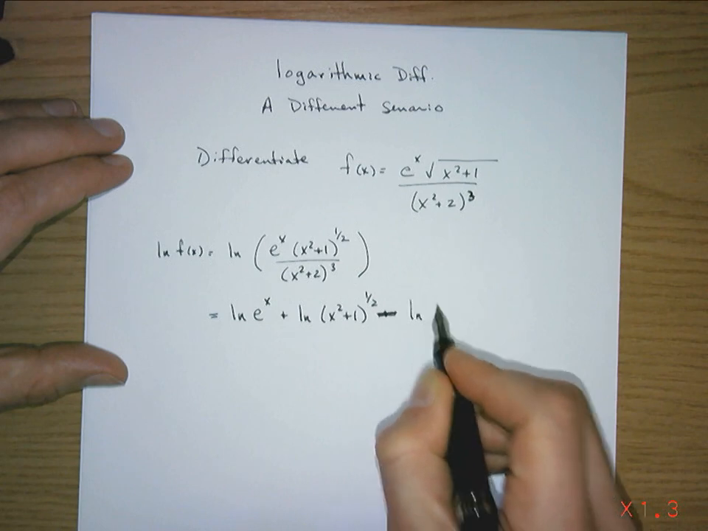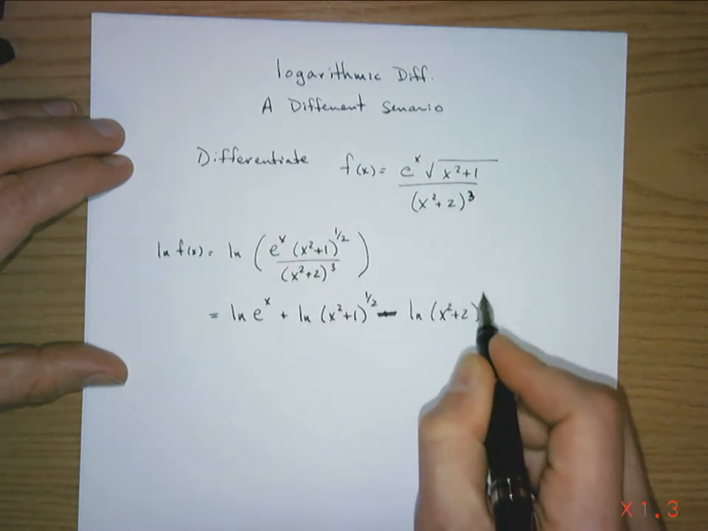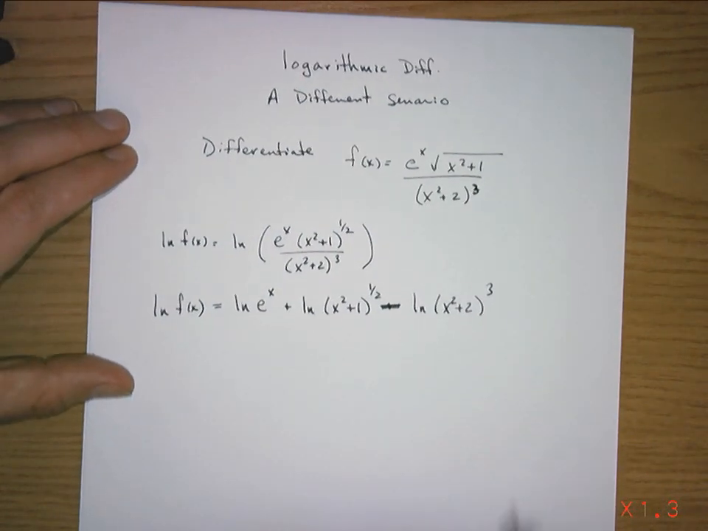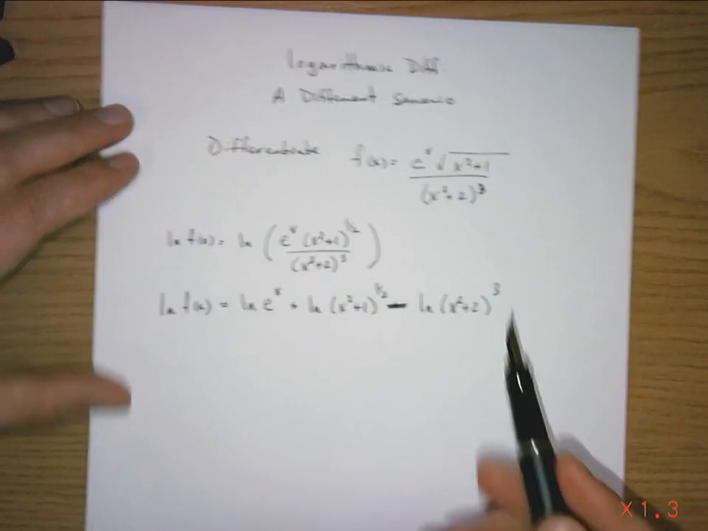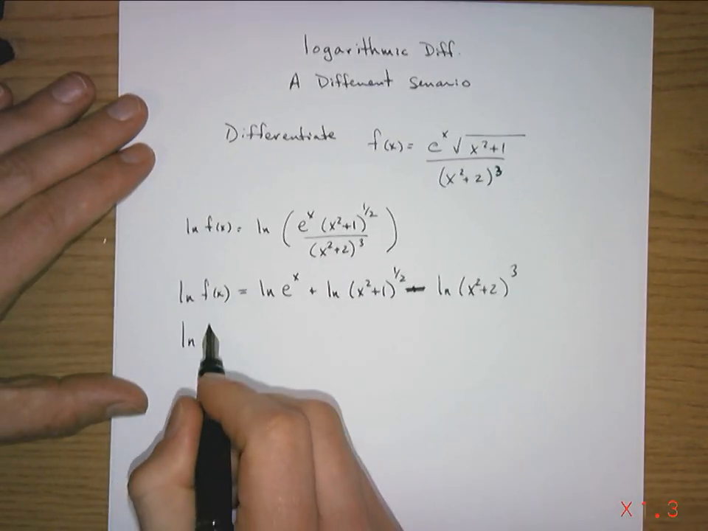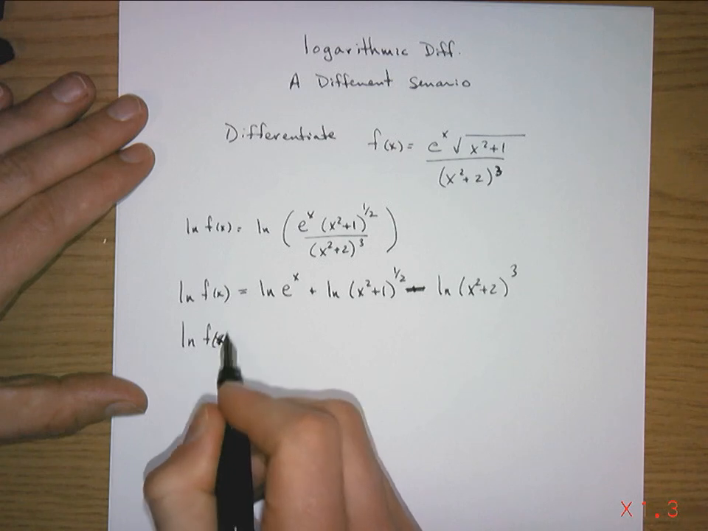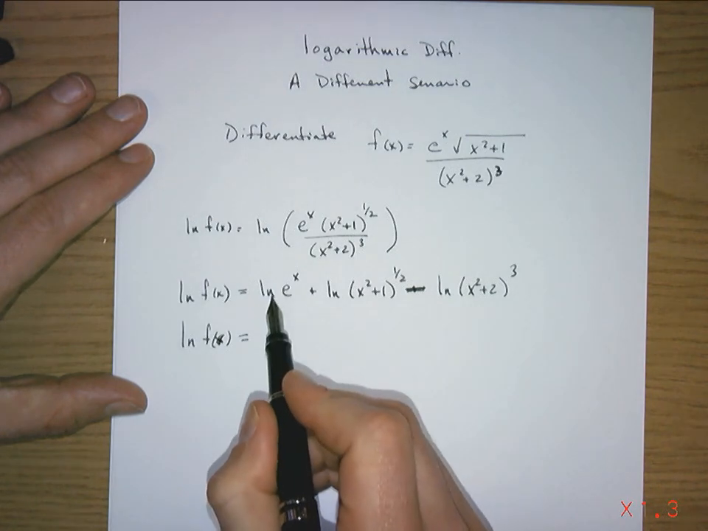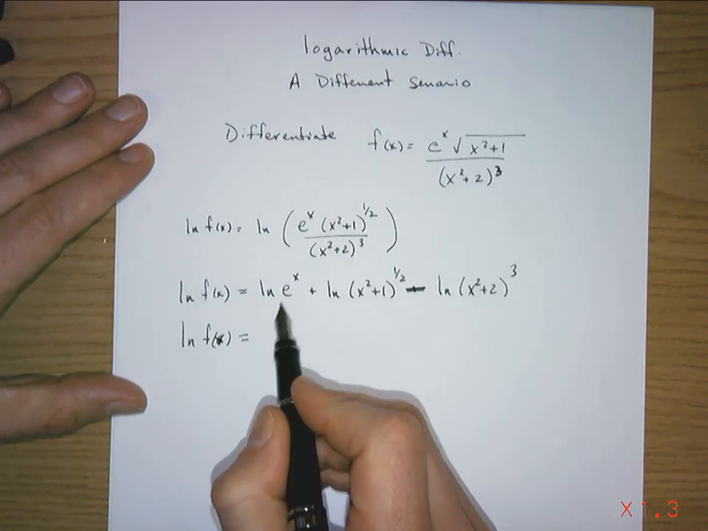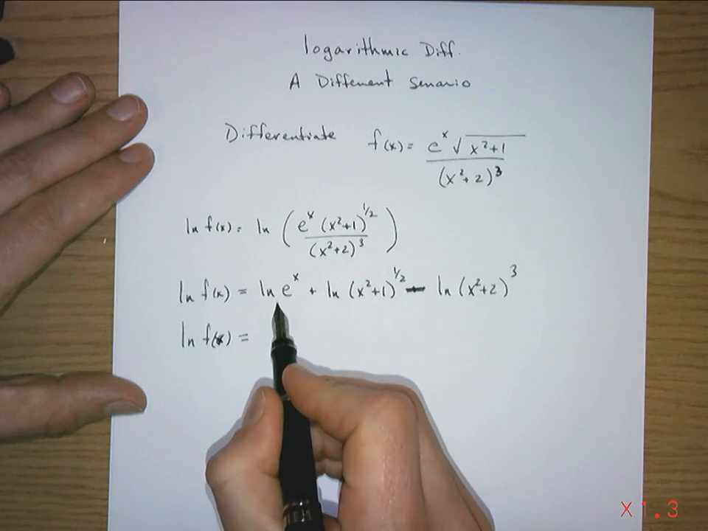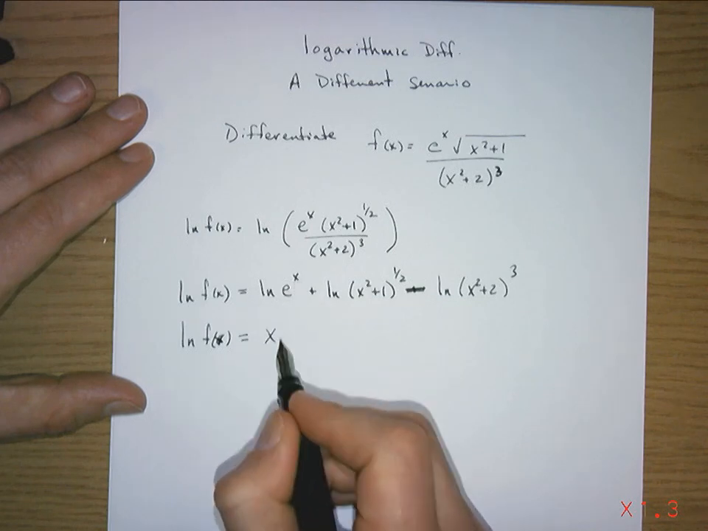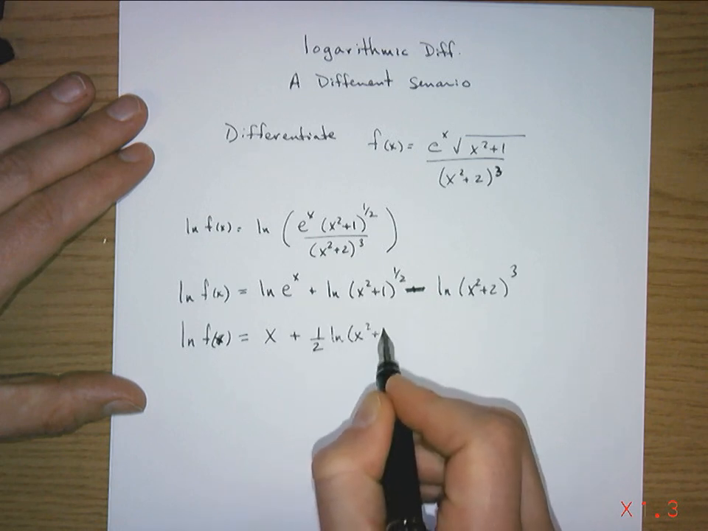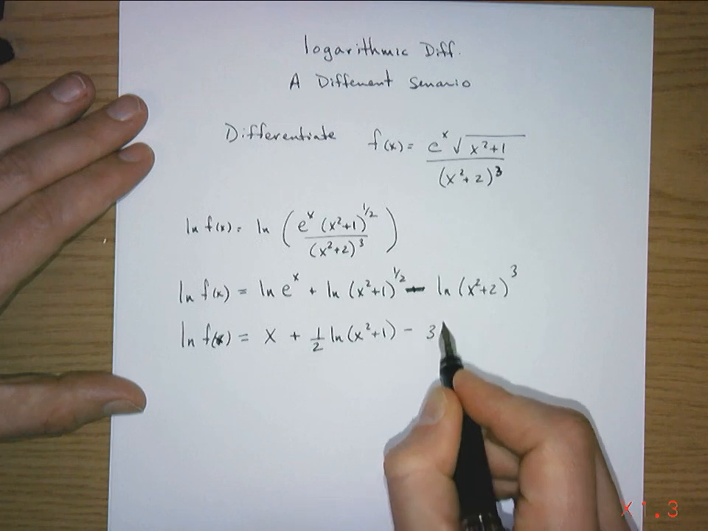Subtract. Now that is a heck of a lot easier than trying to take the derivative of the inside. I'm going to simplify this a little bit more. Well, this is log base e of e to the x, which is simply x. This I'm going to bring the 1/2 down. This I'm going to take the 3 out front.